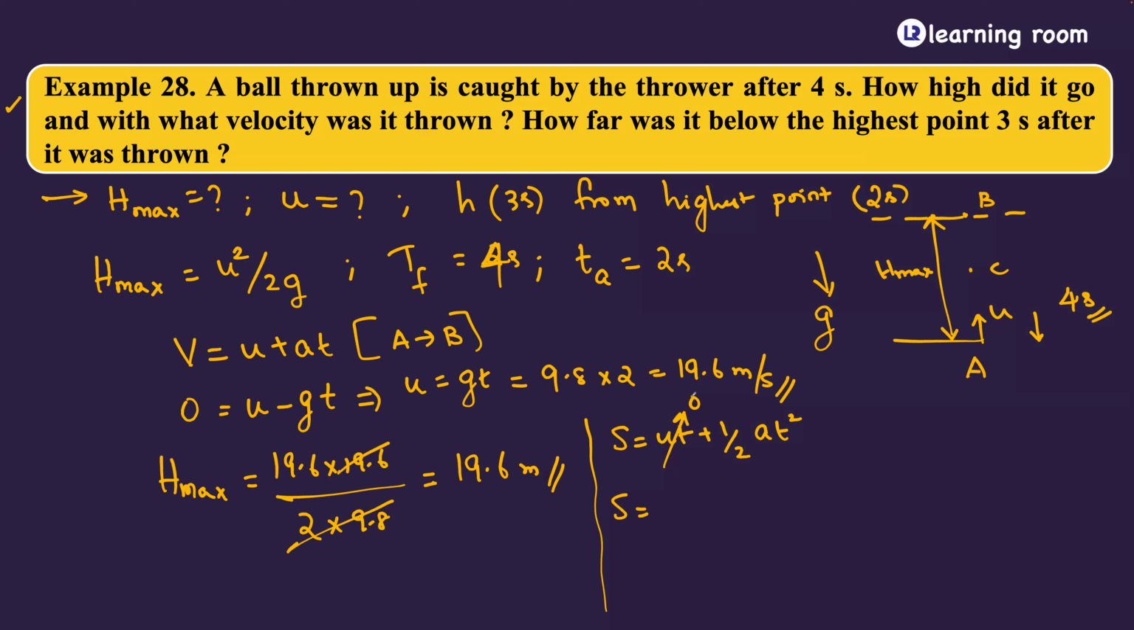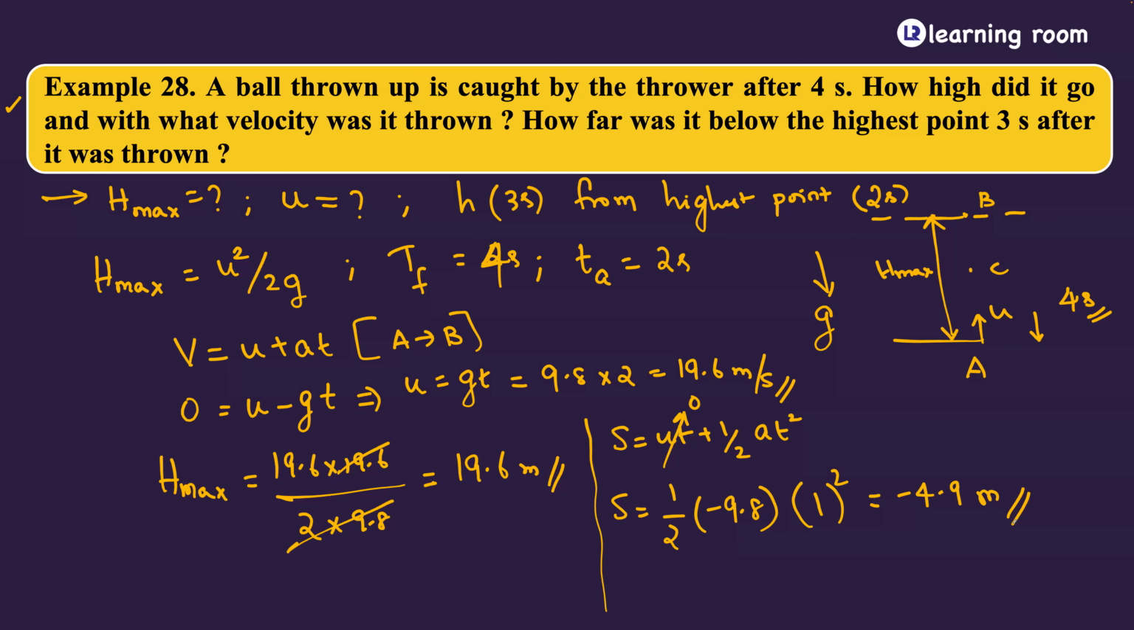What about the acceleration? It is half into acceleration is minus 9.8. Why minus? Because downward is considered to be minus, into t square, which is going to be 1 square. Answer will be minus 4.9 meter. So if you observe, 4.9 is not exactly half of 19.6. Are you able to understand?